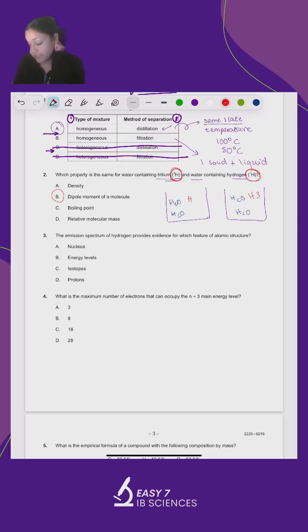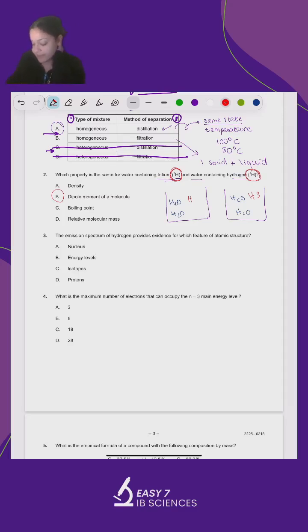So the relative molecular mass will be changed, because the heavier hydrogen, H3, is going to be heavier, whereas H1 is going to be lighter. The boiling point is going to be changed. The heavier one is going to need more energy to move. The density is going to be changed because you have one with greater isotopes, therefore it's heavier, and one with lower isotopes, therefore it's lighter.